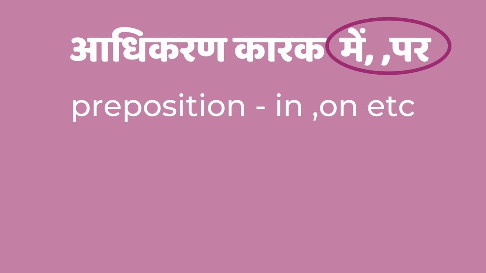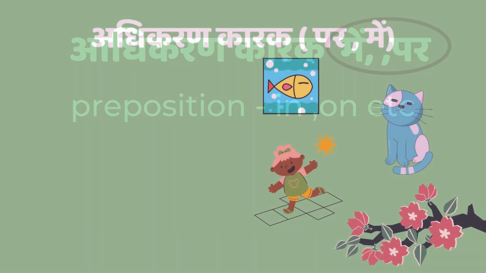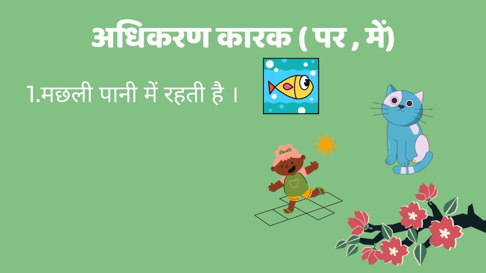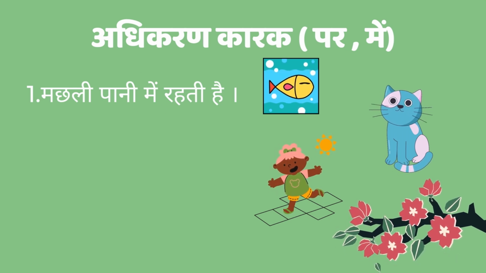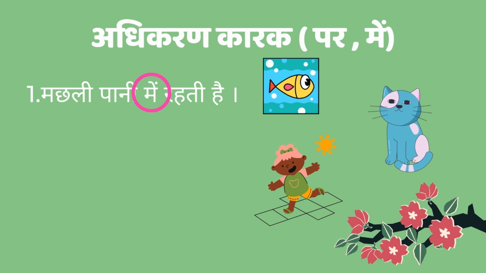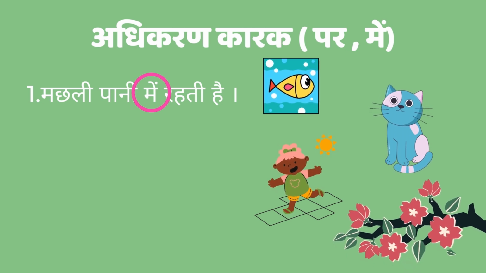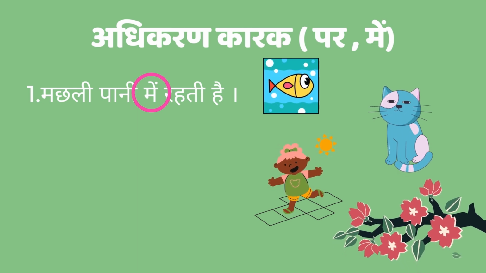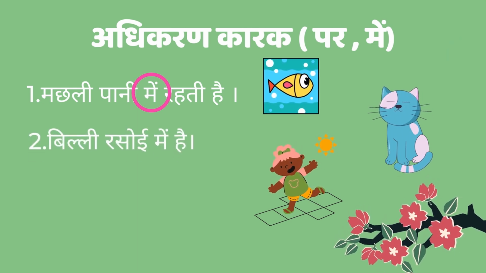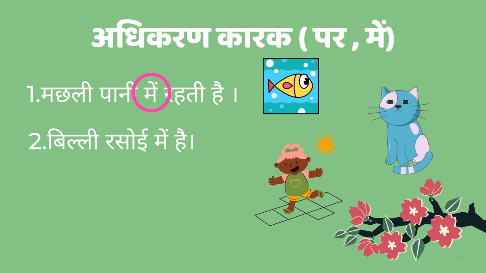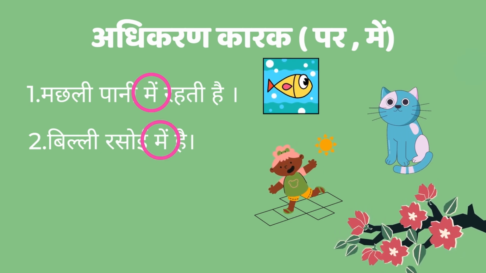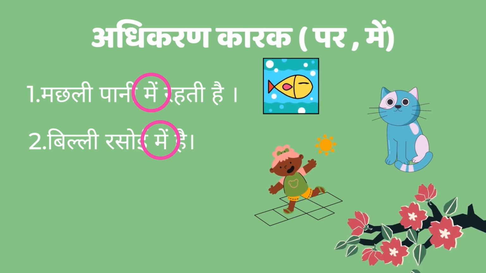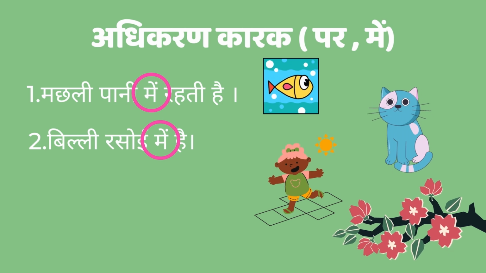Let's understand this with some examples. Let's see the first example. मछली पानी में रहती है. में, in. Meaning, fish live in the water. Next example. बिल्ली रसोई में है. में, in. Billi means cat, rasoi means kitchen. So, the cat is in the kitchen.